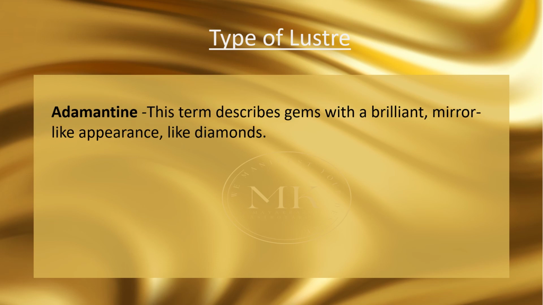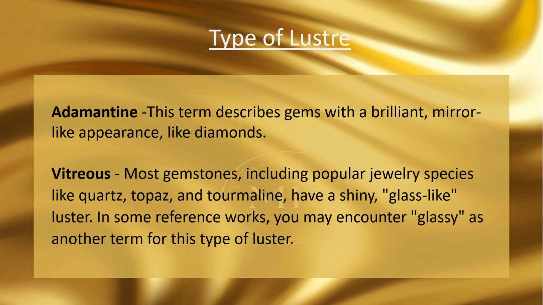The first type is adamantine. This term describes gems with a brilliant, mirror-like appearance, just like diamonds. Second is vitreous. Most gemstones, including popular jewelry species like quartz, topaz, and tourmaline, have a shiny, glass-like luster. In some reference works, you may encounter glassy as another term for this type of luster.